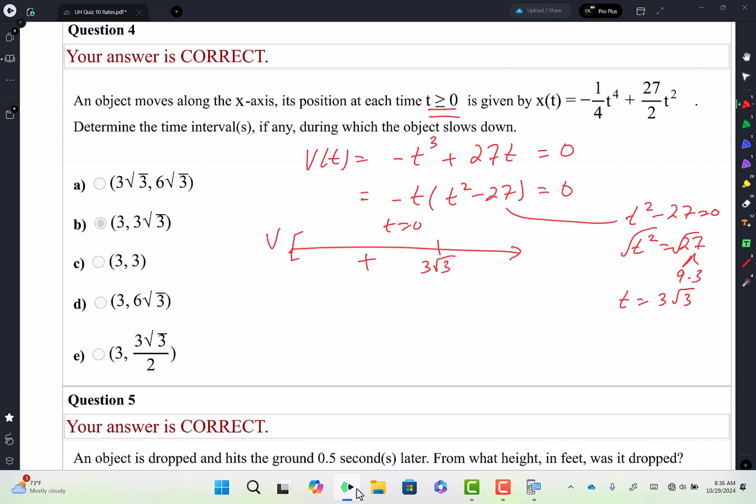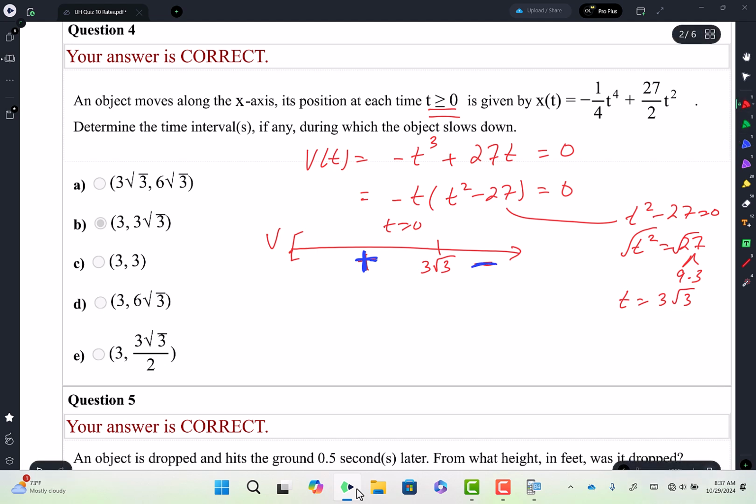If I plug in a number bigger than 3 square root of 3, I don't know what's bigger than 3 square root of 3. Like 10. 3 times 3 is 9. But that's a square root of 3, right? So if you want to be safe, just go like 10. 10 squared is 100. 100 minus 27, that's positive. 10 on the outside is going to be negative. Negative times a positive is negative. So look, just focus on that for now. That's a plus and that's a minus.